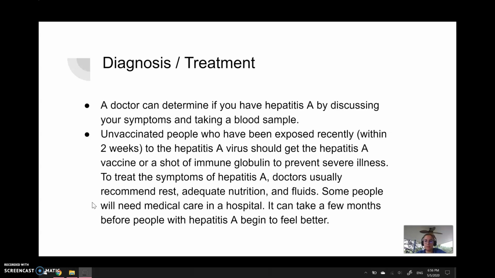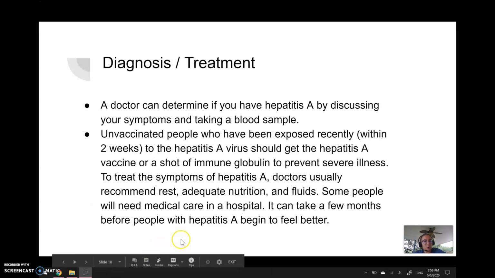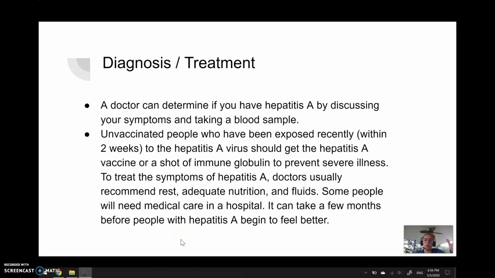Diagnosis and treatment. Diagnosis is fairly simple. You can go to a doctor and tell them your symptoms, and they'll take a blood sample and they can tell you from that whether or not you have HAV. Unvaccinated people who have been exposed recently, within 2 weeks, to the hepatitis A virus should get the hepatitis A vaccine or a shot of immune globulin to prevent severe illness.